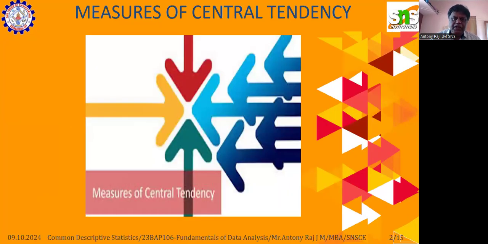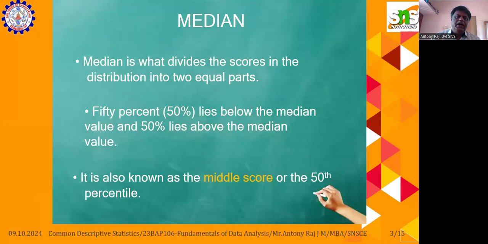Now, median is definitely one of the measures of central tendency, which we have spoken about in the last class. A median divides the scores, a score meaning the data points, in a distribution, which is all the values of a variable, right? The entire data points are divided into two equal parts. With respect to the median, 50% of the values lie below the median value, and 50% lie above it. So it is also called the middle score or the 50th percentile.